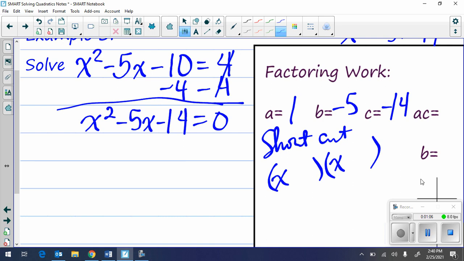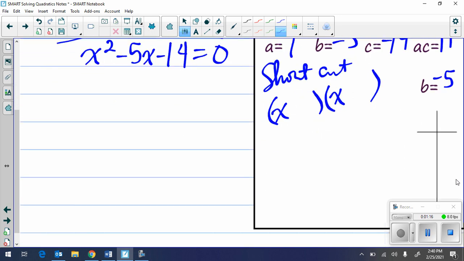Remember, I'm going to look for factors of AC that add to b. So AC is 1 times -14, b is -5. So I want to multiply to -14 and add to -5. So 1 and 14, no, that's not going to work. 2 and 7. That's going to work with a -7, +2. 2 times -7 is -14. 2 plus -7 is -5. So x plus 2, x minus 7.